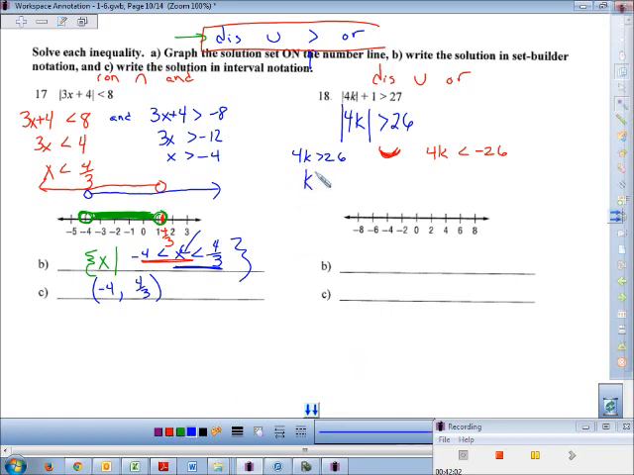It turns out to be k is greater than 26/4. Can 26/4 reduce? 13/2. You can always punch that in and figure out what that is as a decimal. Isn't that 6.5? So I'll find that right here. That's about right. And I will put 13/2, not 6.5.